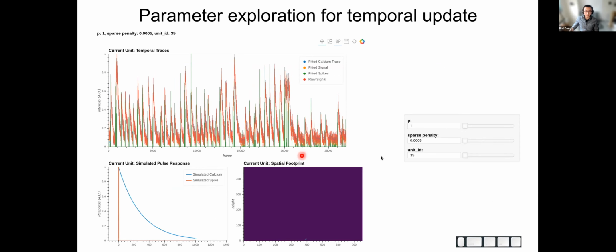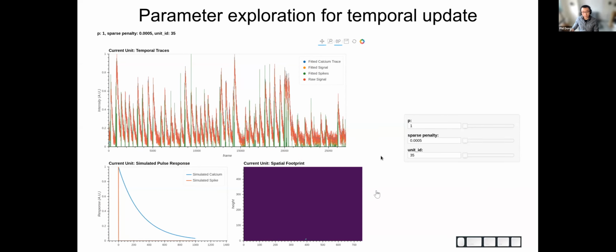So we have the temporal activities of a single neuron plotted here. The raw noisy signal is plotted in red. The fitted spikes signal is plotted in green. So you see these little tiny spikes. The fitted calcium is plotted in orange or blue. They're usually overlapping with each other. And in addition to this, we also have the calcium waveform of a single calcium event plotted here for your reference, and then the spatial footprint of this cell here for your reference.